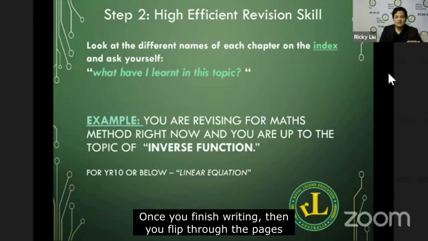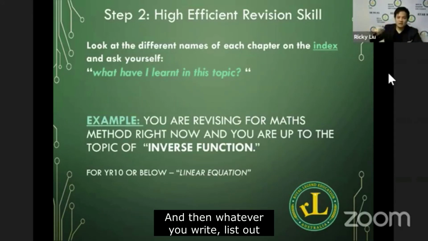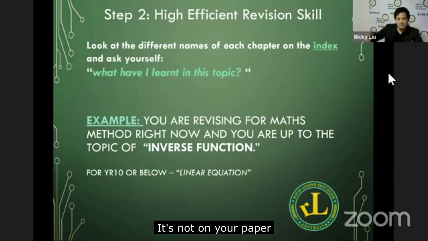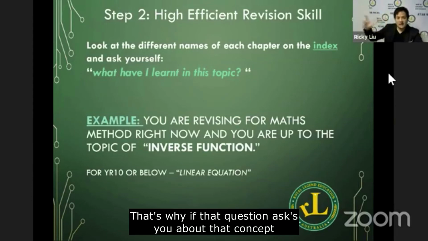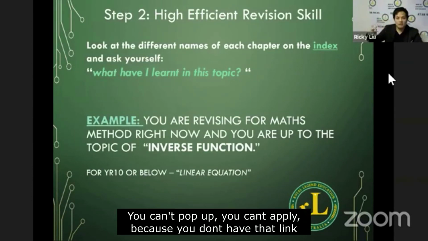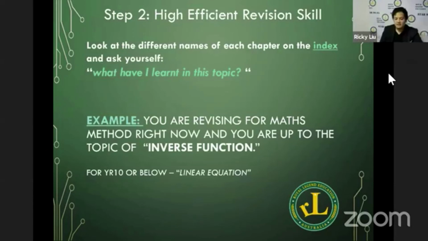Once you finish writing, then you flip through the pages. Whatever you write is what is listed out on the page, or in your textbook, that's not on your paper. This is what happened in your brain. You don't have that concept. That's why if the question asks you about that concept, you can't pop it up, you can't apply it because you don't have that link. All right, 2 minutes.